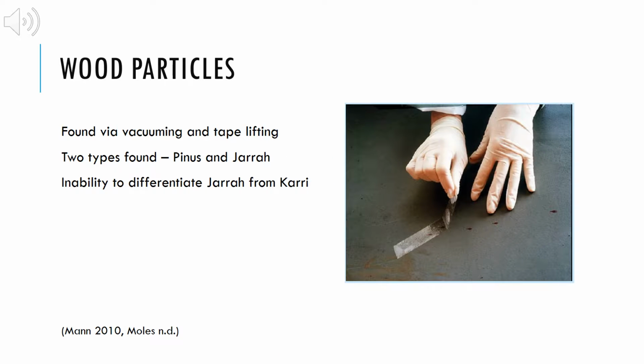Various wood particles were found at the scene, collected via vacuuming. 2 different types of wood were identified. Sergeant Cox worked with Mr. Kutchell and determined them to be pinus and jarrah.